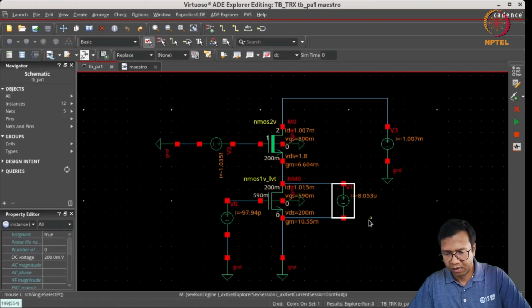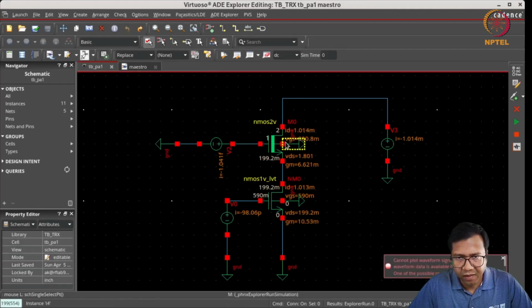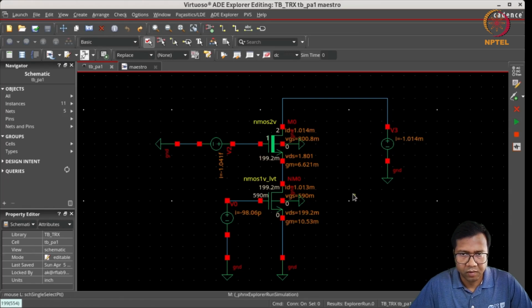So now we can remove this voltage source across the input element which was used for helping in the biasing. Now we can see that both the MOSFETs are carrying almost 1 milliamp and the drain voltage of the input element is close to 200 millivolts. So the DC biasing has been set up properly.